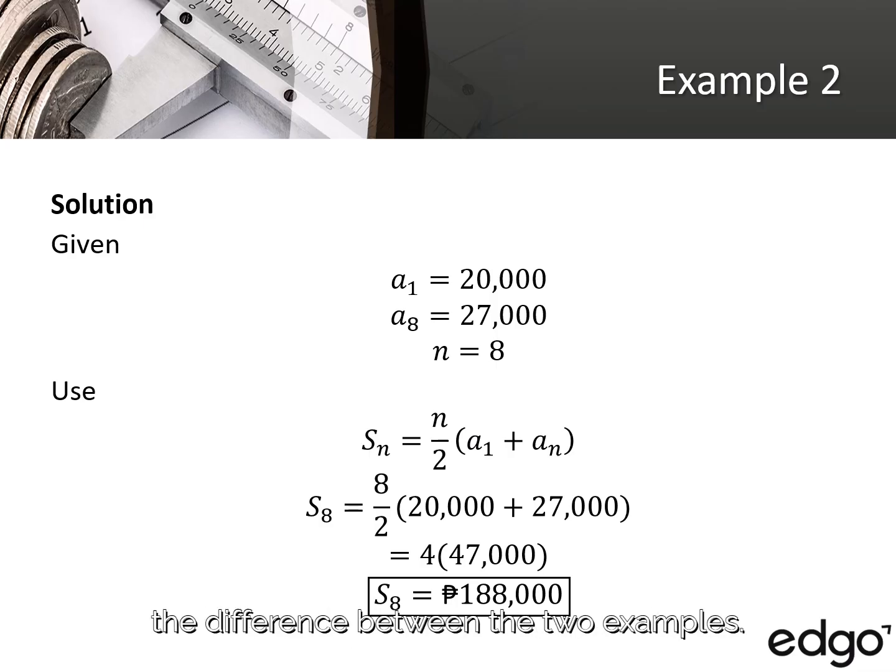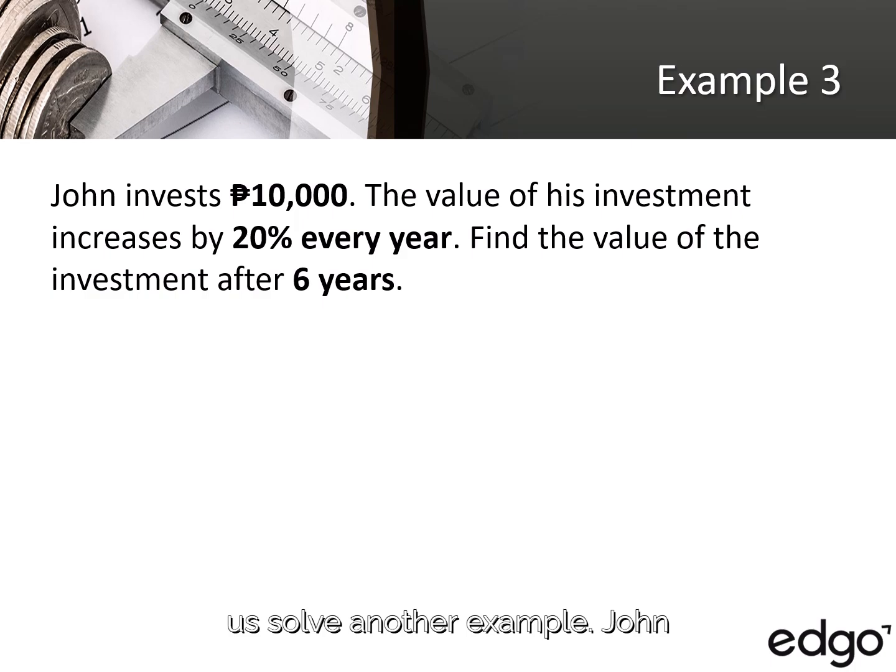Again, remember the difference between the two examples. In example 1, we found the value during one specific year, so we used the sequence formula. In example 2, we found the accumulated value from the 1st year to the 8th year, so we used the series formula. Always pay attention to these keywords because they will help you choose the correct formula. Let us solve another example.